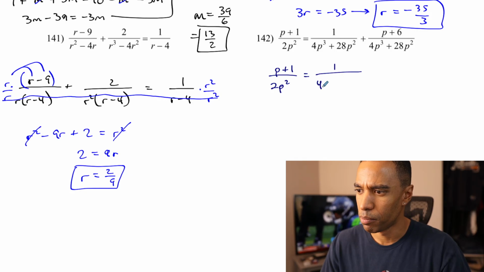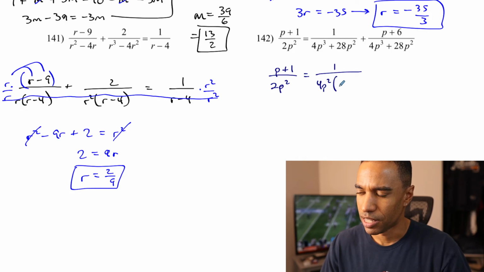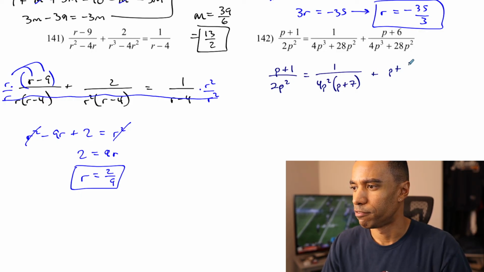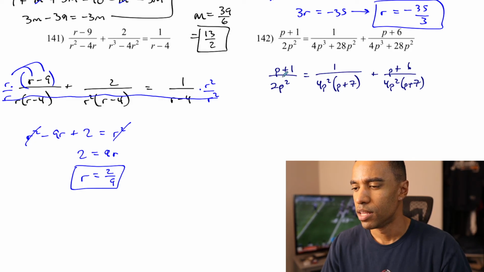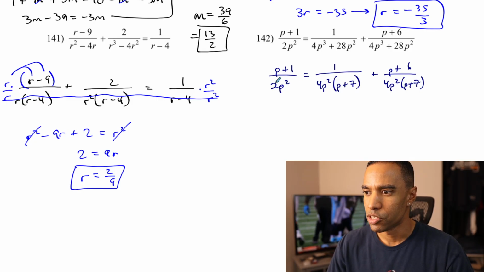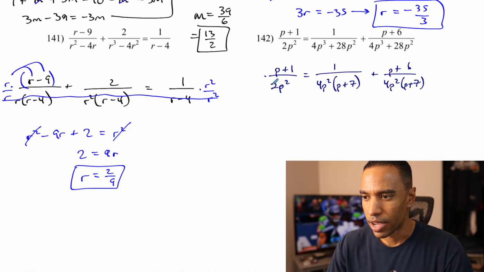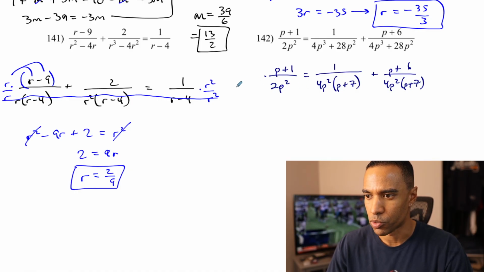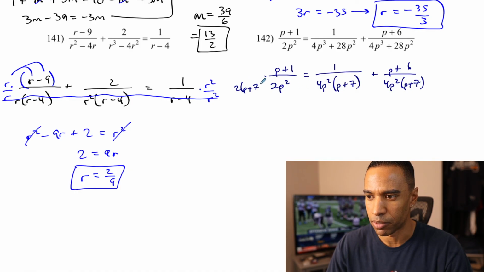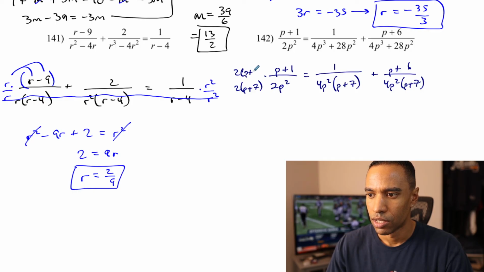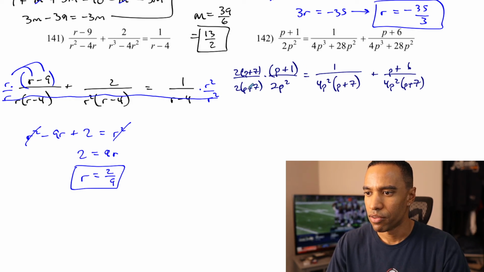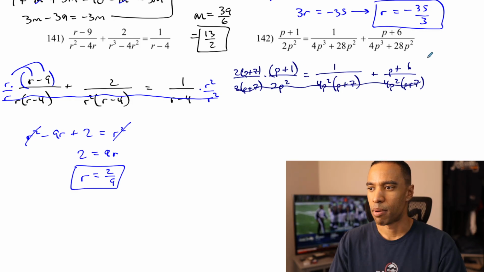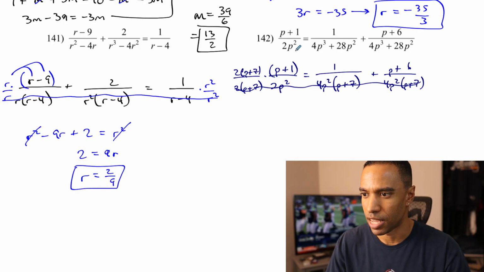I can factor a 4p squared out, and here I have p plus 7. Here I can factor, it's the same thing. 4p squared, p plus 7. Okay, this is kind of interesting. This is missing a 2, right? 2 times 2p squared would be 4p squared. So it's missing a 2, and it's missing the p plus 7. So it's missing both this and that and all that jazz. So now that bottom is, remember, p can't equal 0 or negative 7, in case that pops up.